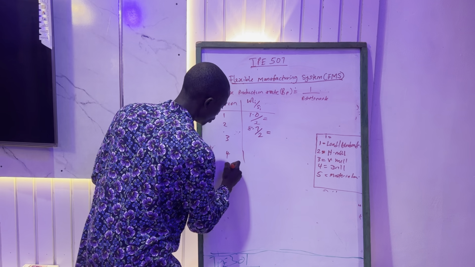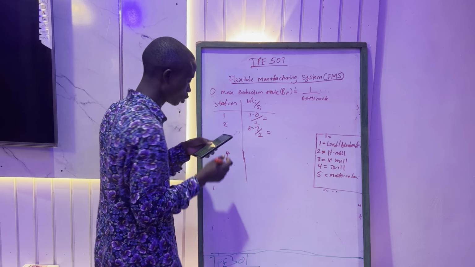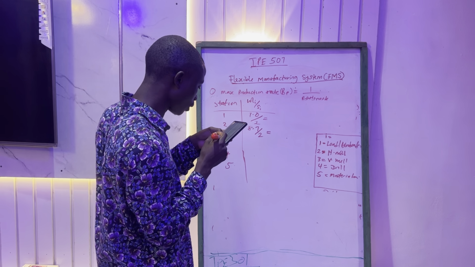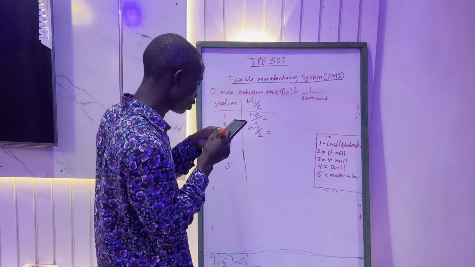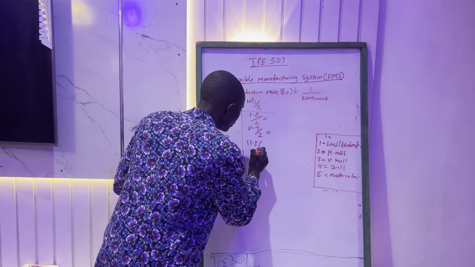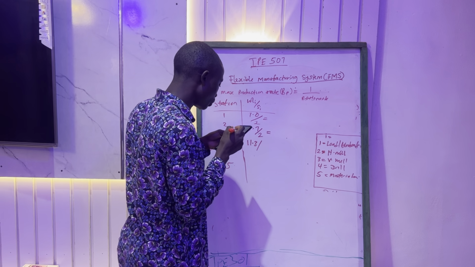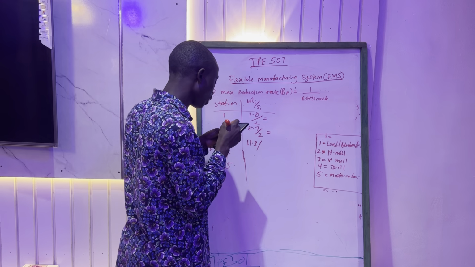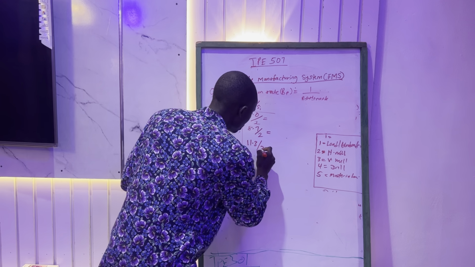3, 4, 5. So we move to station 3. We obtain the value for operating WL3 to be equals to 11.3 divided by the number of servers. The number of servers has been given in the question to be 3. Station 3 performs vertical milling with 3 servers, so divided by 3.